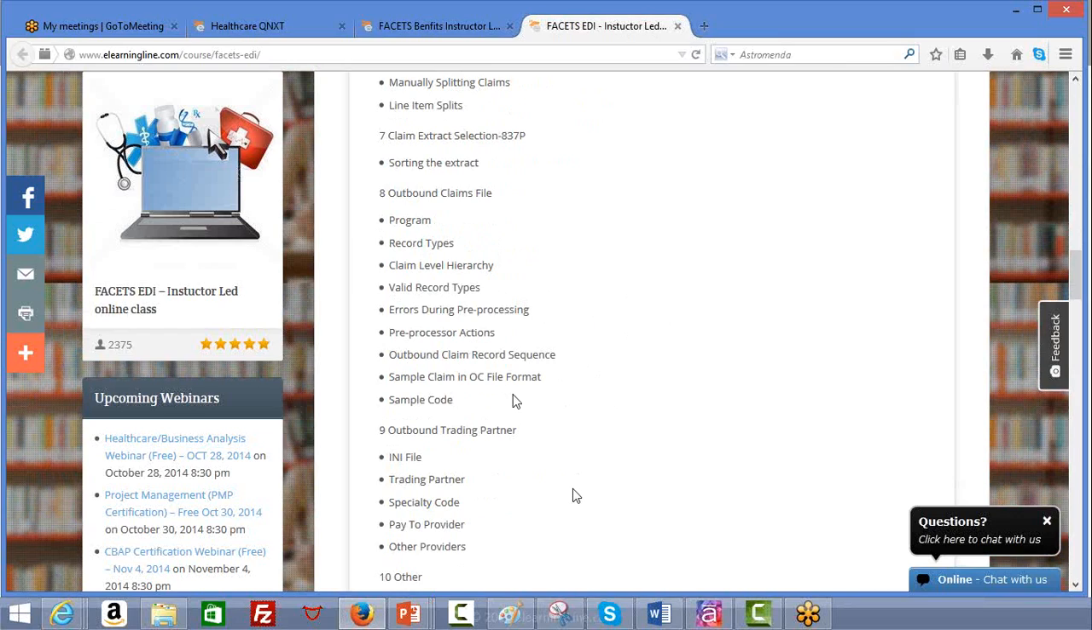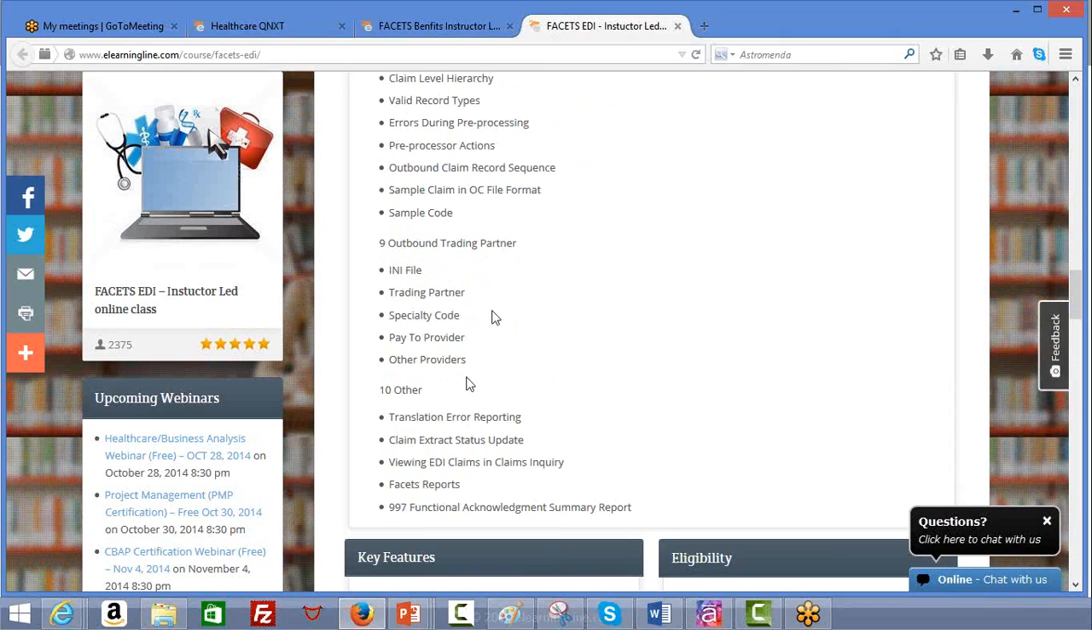Then you have the outbound trading partner. It will show you how the specialty code is set up, and the INI file where you actually look up the trading partner details. So how all the providers and the associated specialty codes are set up in the system, and how to look them up. And then there are some additional miscellaneous areas where you have the translation error, extract status, how to view the EDI claim, reporting, and 997 acknowledgement.